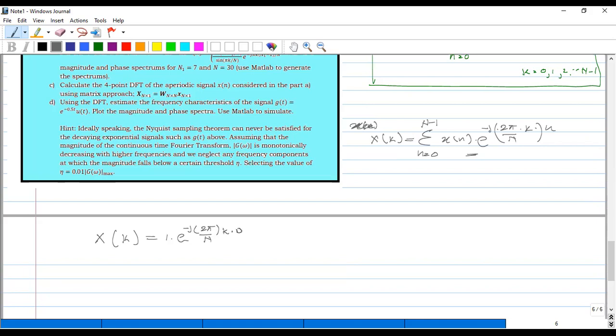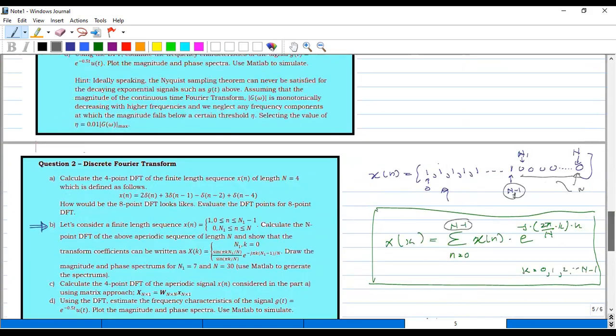I am expanding this from n equal to 0 to N minus 1. For x[0] I will have 1, because here we have ones up to N1 minus 1. Then from N1 to N, we will have 0.